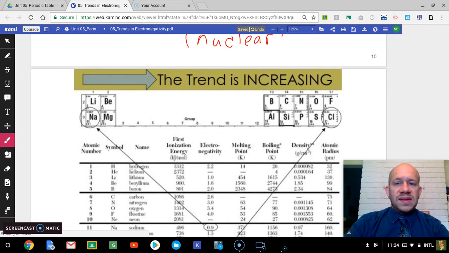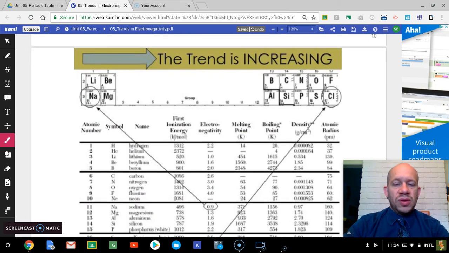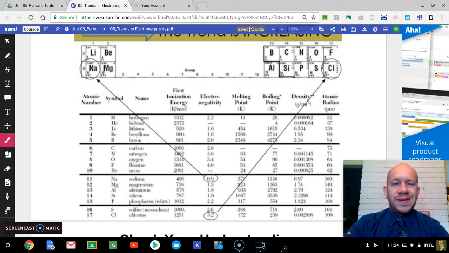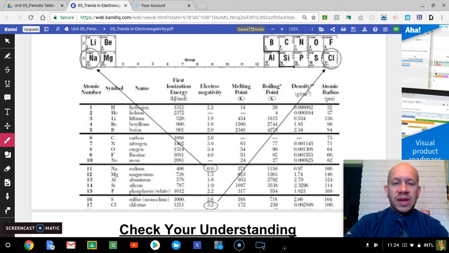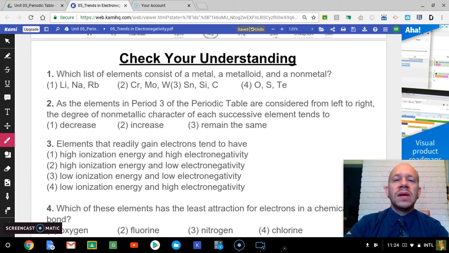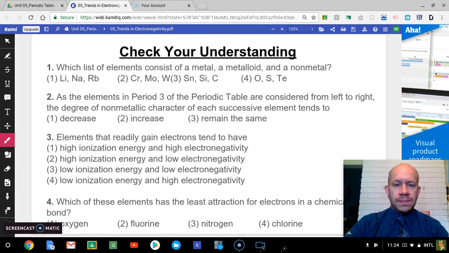So the trend is increasing, and we can also just use the electronegativity values from Table S. In period 3, sodium has a 0.9 electronegativity. In period 3, chlorine has a 3.2 electronegativity. So going from left to right, my trend in electronegativity is increasing. So check your understanding.